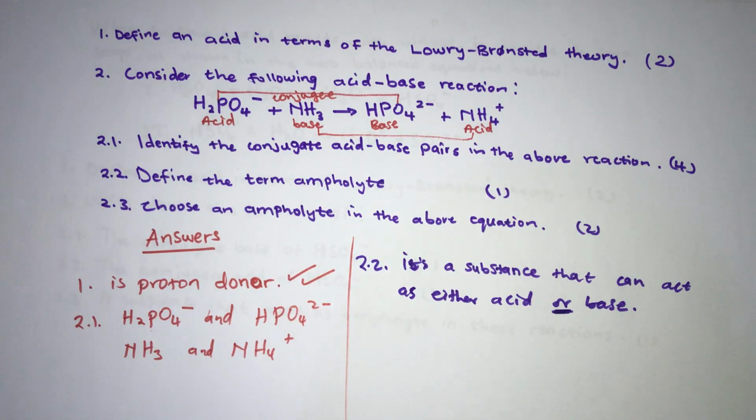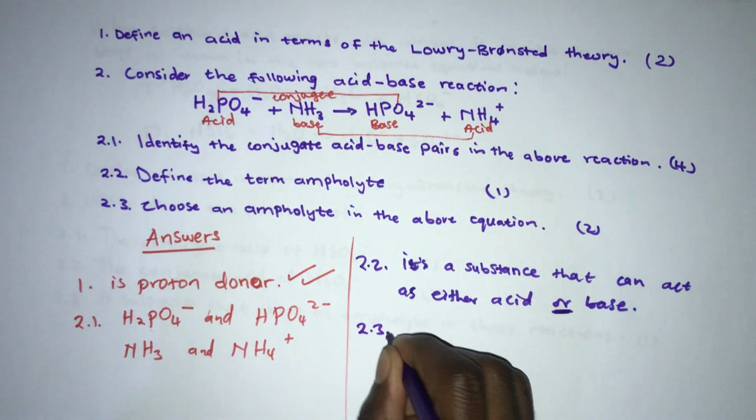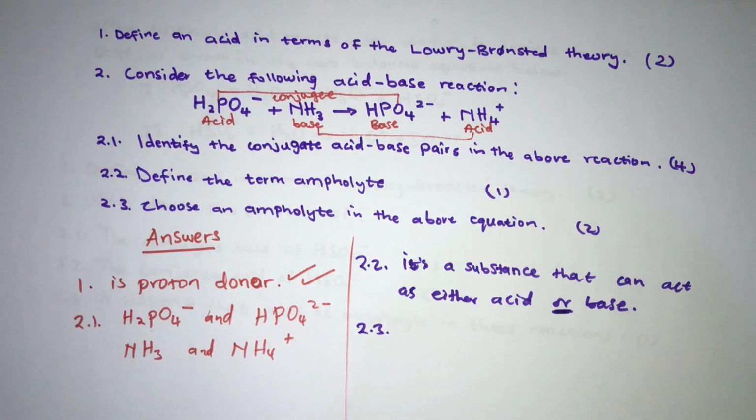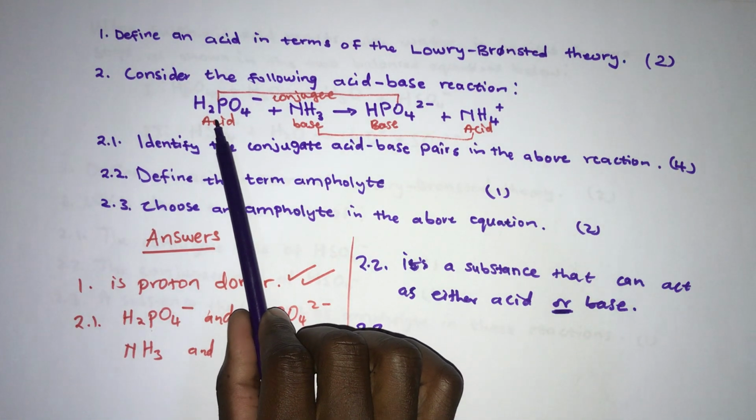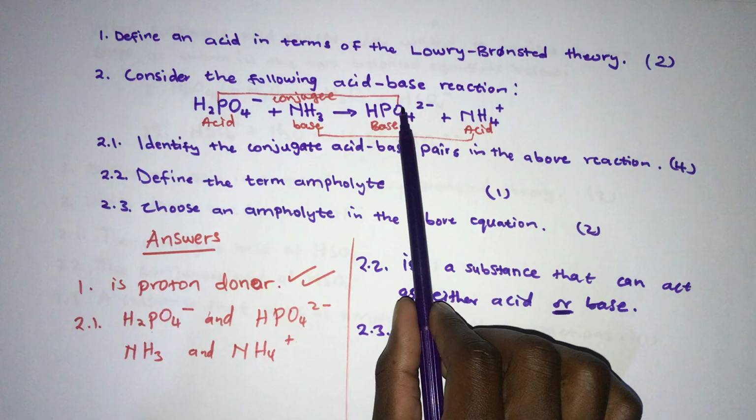So now 2.3, choose an ampholyte in the above reaction. You just choose an ampholyte in the above reaction. So now let's check. This one is an acid, it became a base.